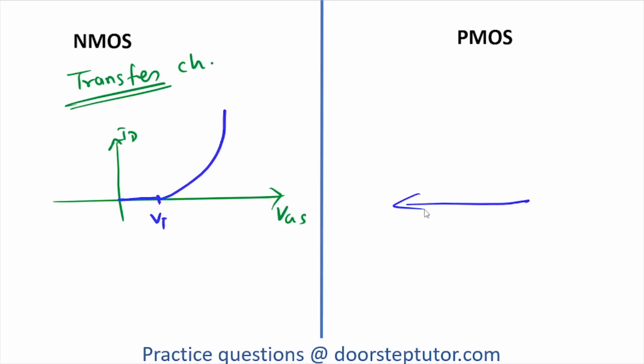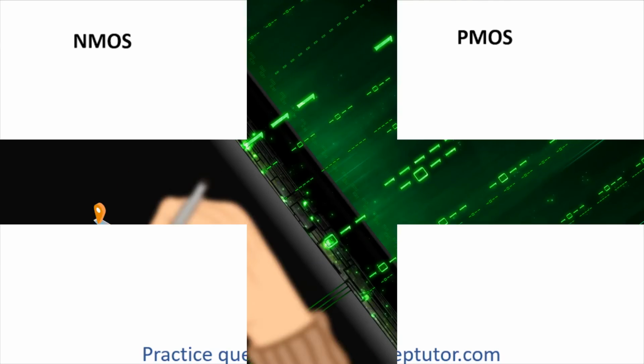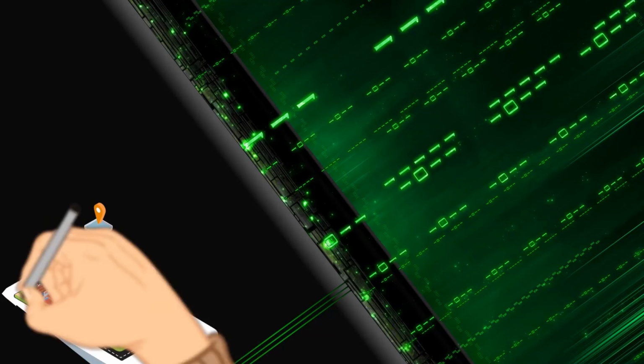Similarly, in case of PMOS, what will happen? The drain current and VGS graph will be known as transfer characteristic. The current will be initially 0, and if VGS is greater than VT in magnitude, then the current will start flowing. So you can see the transfer characteristic is going to be exactly mirror image of each other.